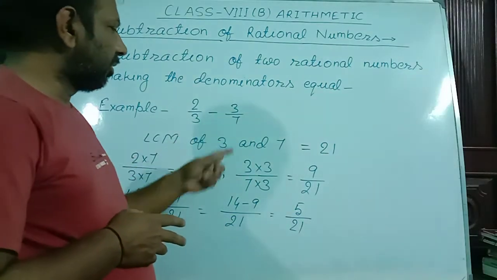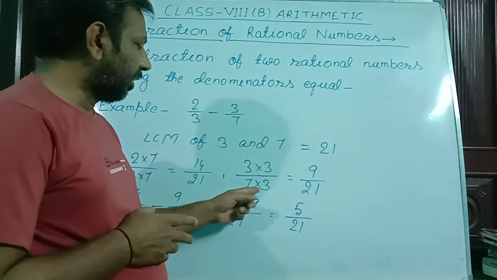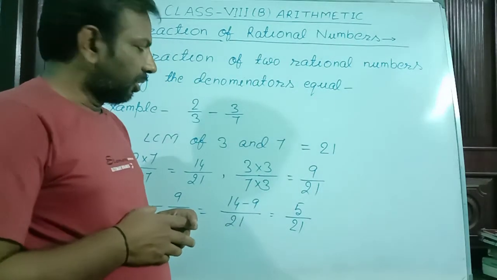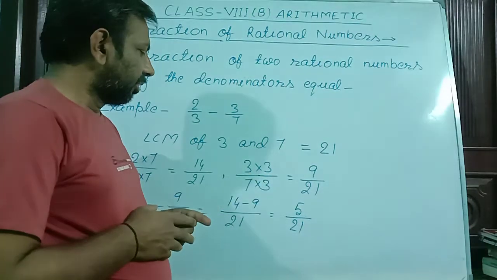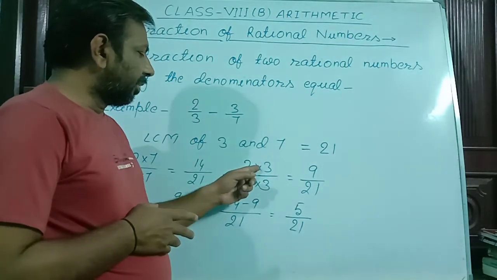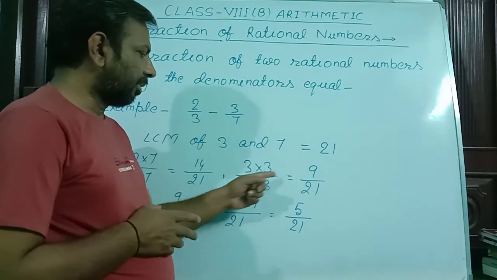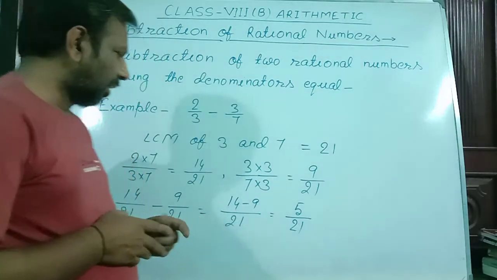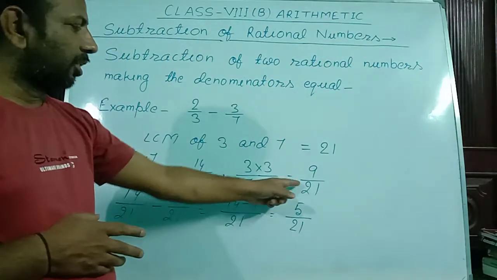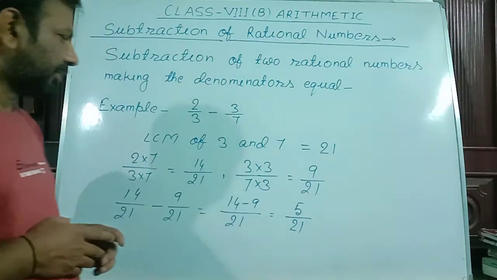The second rational number is 3 by 7. Now we decide by which number we multiply the denominator to get 21. That number is 3. So we multiply the numerator also by 3, and in this way the equivalent fraction of 3 by 7 became 9 by 21. Now in these two rational numbers we see that the denominators are equal, 21 and 21.